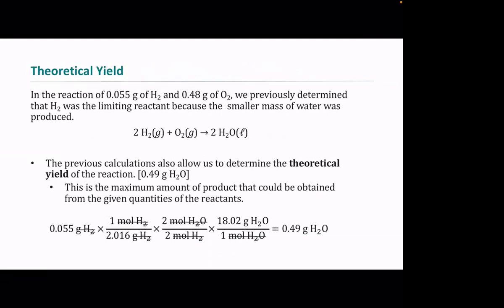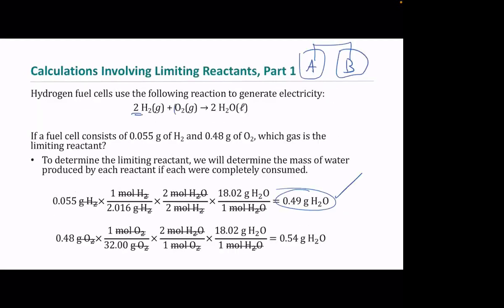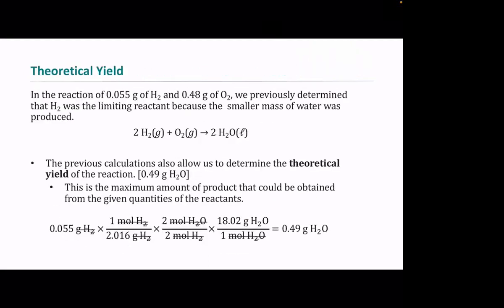In the reaction of 0.055 grams of hydrogen and 0.48 grams of oxygen, are those the starting amounts? We previously determined that H2 is the limiting reactant because the smaller mass of water was produced. The previous calculations also allow us to determine the theoretical yield of the reaction. 0.49 grams is what we should get.